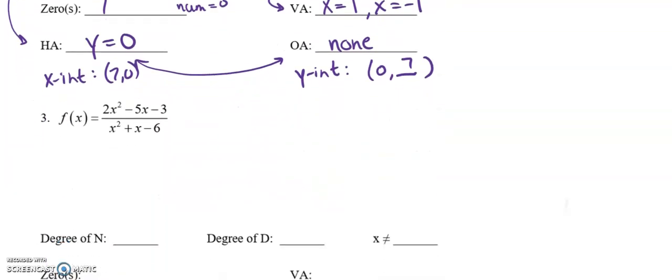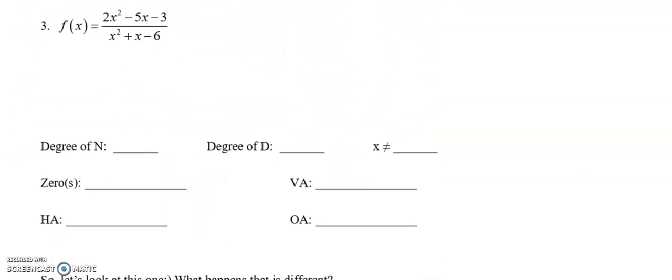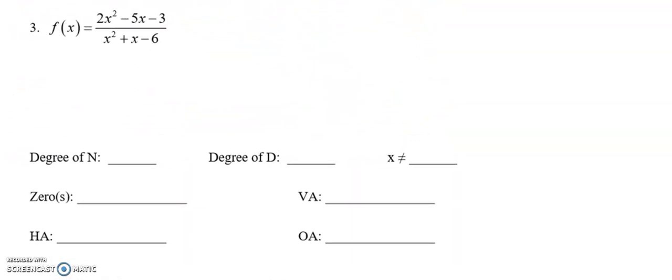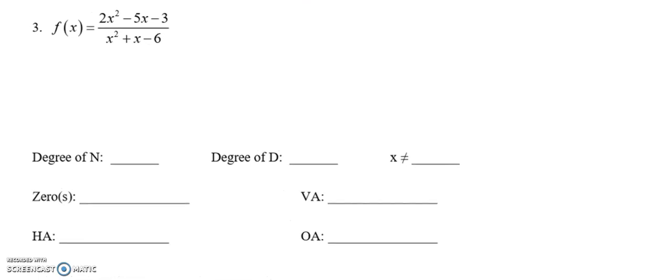All right, next example, we've got 2x squared minus 5x minus 3, and then we've got x squared plus x minus 6. So if I factor this, we get 2x and an x. I need a 3 and a 1 in the middle, so I need a -6 plus 1. And then in the denominator here, I'll need an x and an x. To get a 6 with an x in the middle, I'll need a 3 and a 2. I'll need a +3 minus 2 to get me the +1.